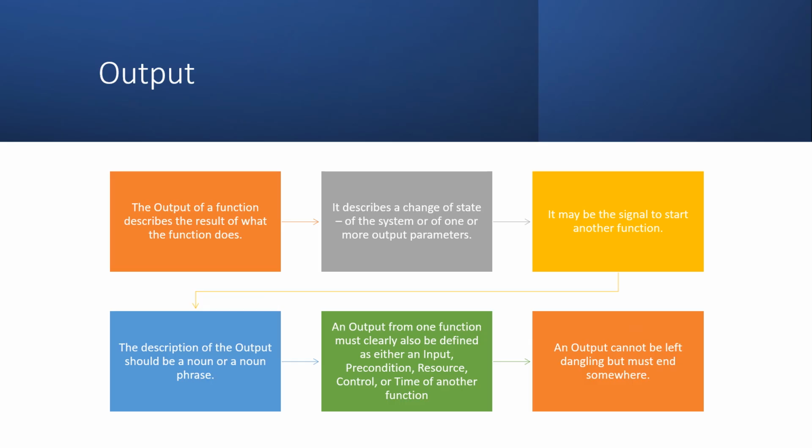Outputs of a function describe the result of what the function does. It describes a change in state of the system, or one or more of the output parameters. It may be the signal to start another function. The description of an output should be a noun or a noun phrase. The output of boiling water is, well, boiled water. An output from one function must clearly also be defined as either an input, a precondition, a resource, a control, or time to another function. Outputs cannot be left dangling. They must end somewhere.